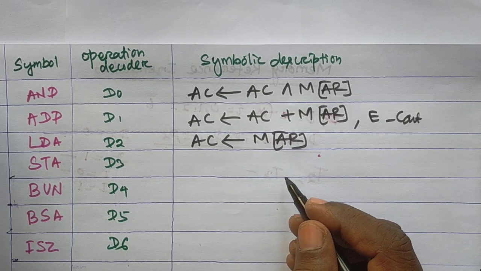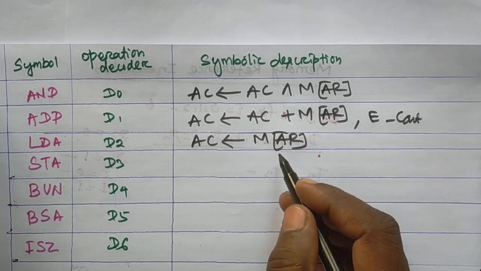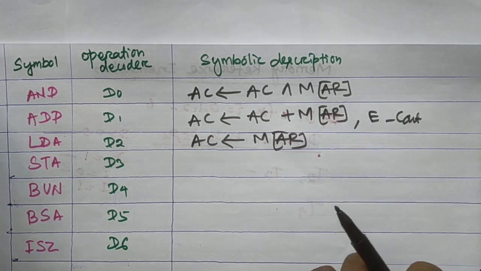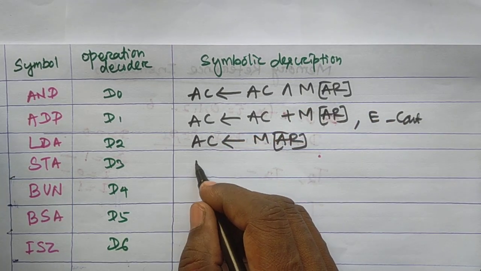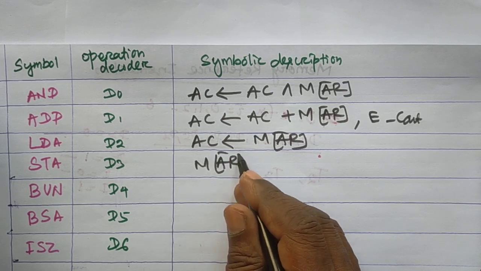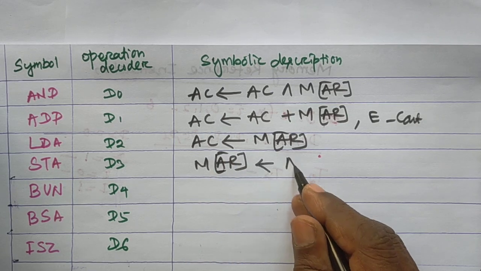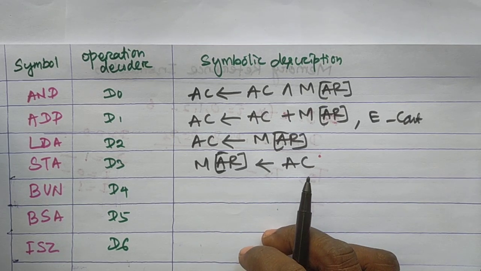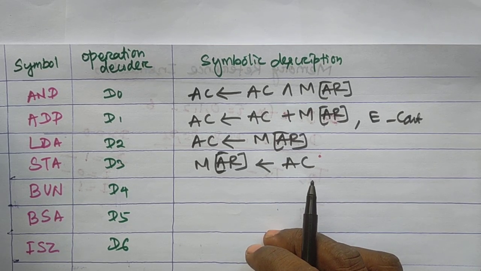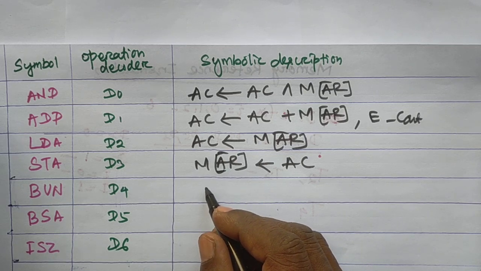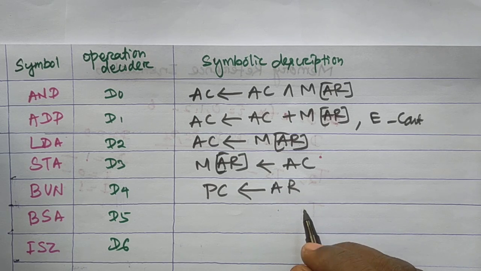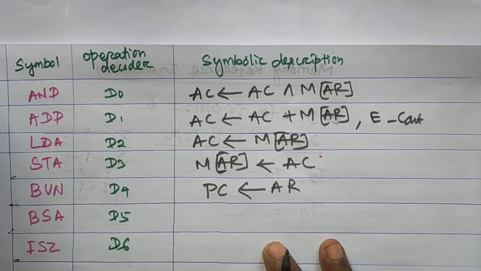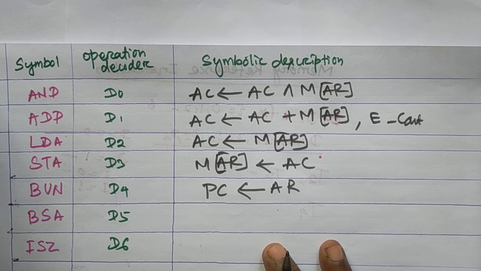Next is store. Load means you just load the data to AC. Store means store in memory. So it is the reverse case: memory at AR receives AC. We store the data from the accumulator to memory, because we have to store some data in memory. And for branch, the address register is transferred to PC. It is branch unconditional.